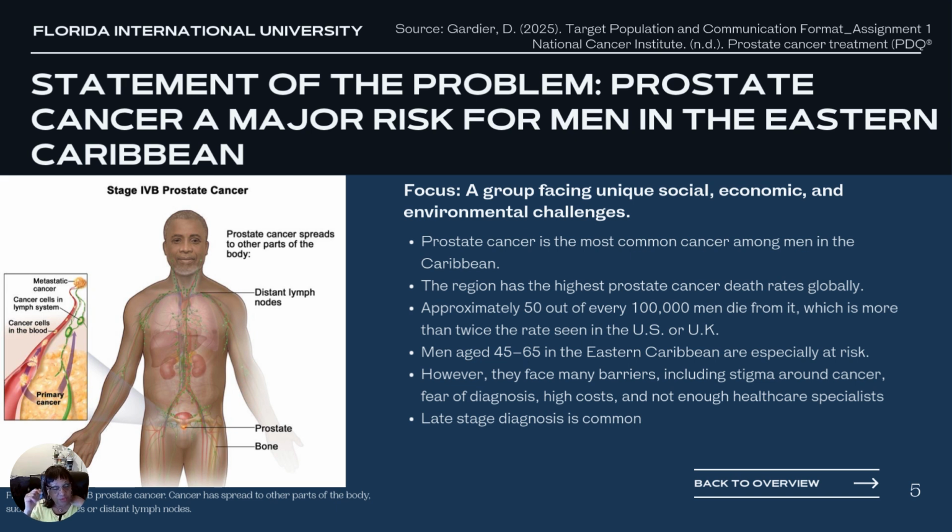Men aged 45 to 65 in the Eastern Caribbean, as I mentioned, are especially at risk. However, they face many barriers, including stigma around cancer, fear of diagnosis, the high cost, not enough healthcare specialists, and then, as I pointed out earlier, late stage diagnosis is common. So in this image again, I'm showing what it's like when the cancer cell has metastasized.